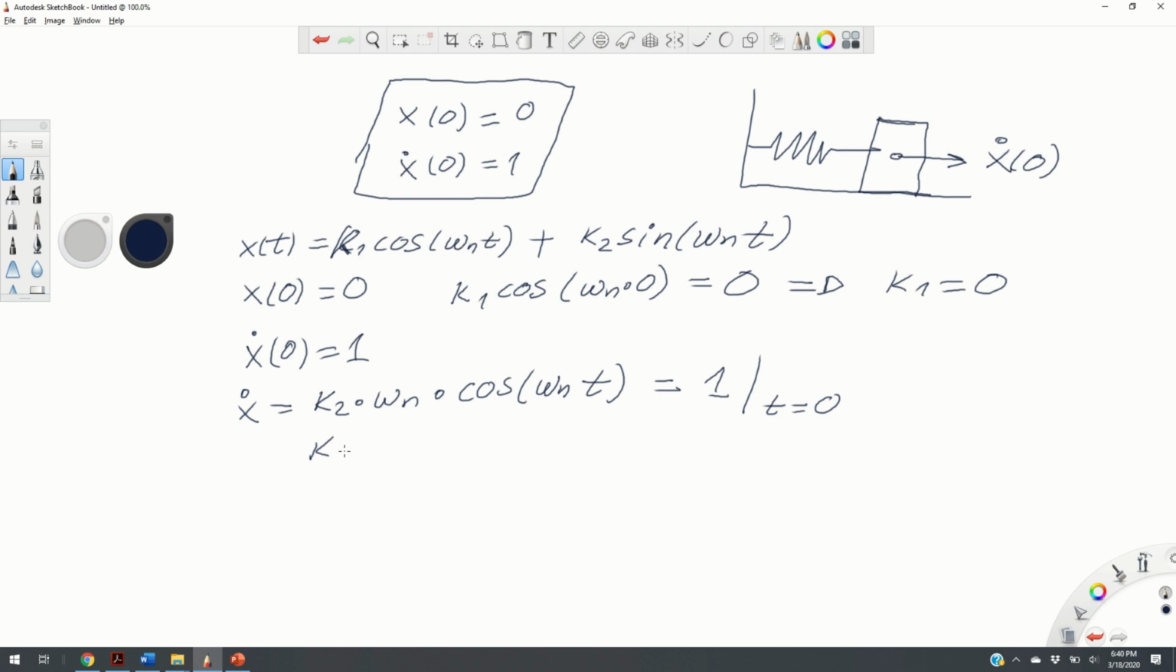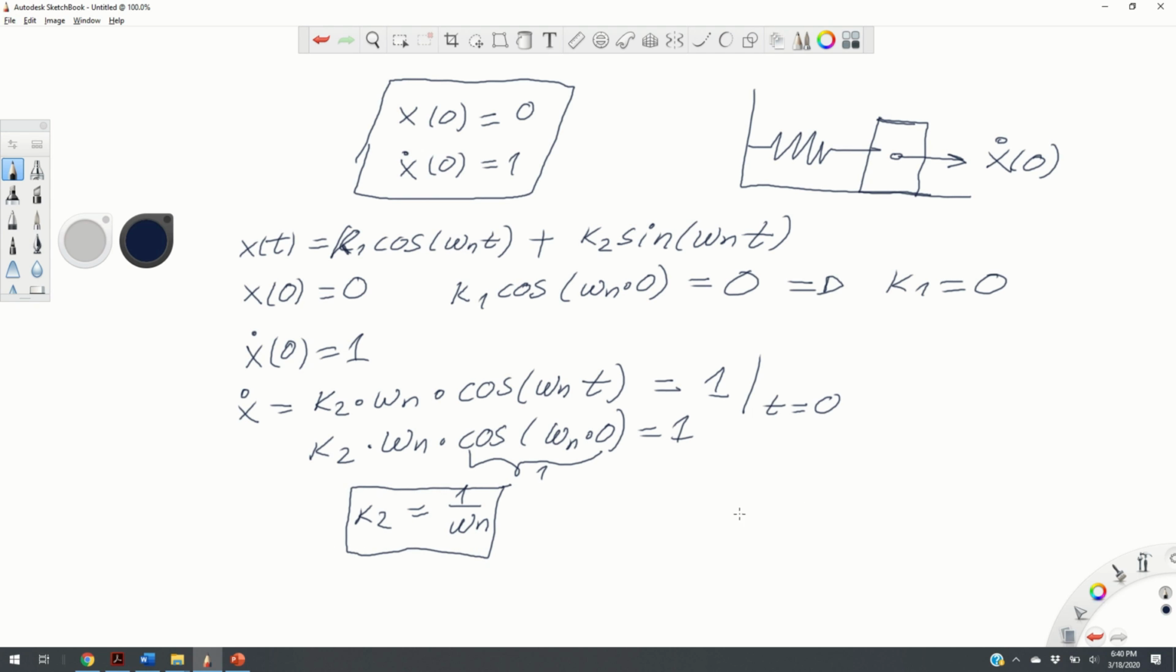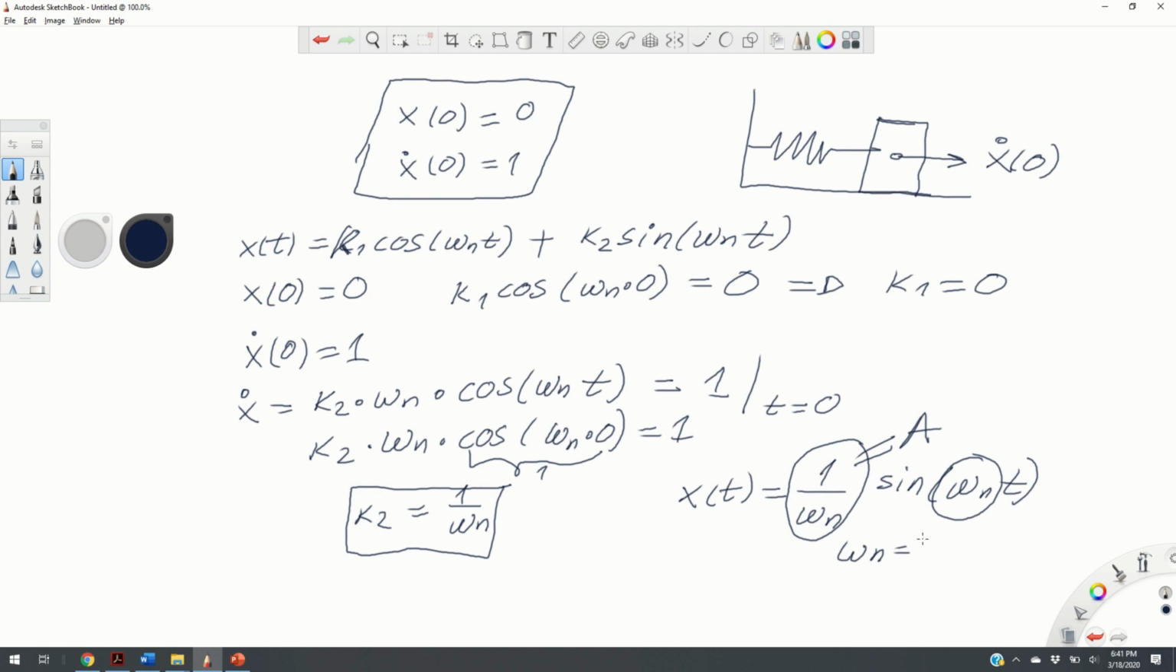So let us substitute the value. So we have K2 times omega n times cosine omega n times 0. This term is equal to 1. So we have K2 is equal to 1 over omega n. So our solution has the following form. x of t is equal to 1 over omega n sine omega n t. So this is our amplitude of oscillation. This is the angular frequency of the oscillation. So the angular frequency is equal to 2 pi times the frequency in hertz, and t is time. There is no phase angle.